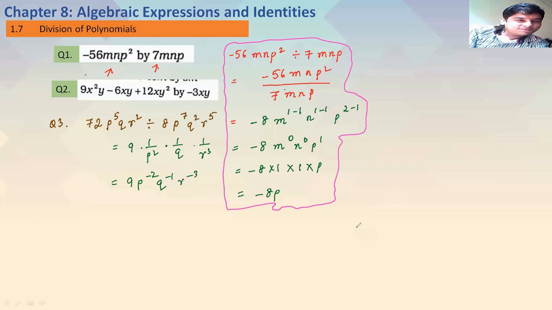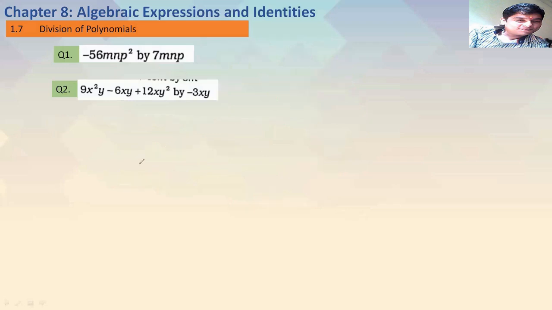So any bit clear now? Monomial by monomial? Okay, fantastic. If it is clear, let's move to polynomial by monomial. Question number 2, for instance. What are you going to write this as? Look, Sarah, just to begin this solution. What is it? 9x squared y minus 6xy plus 12xy squared. I just told you the distributive law of division, right? Minus 3xy, sorry, x.